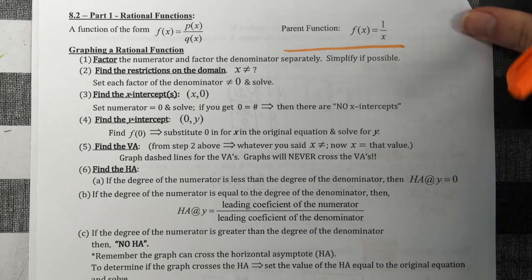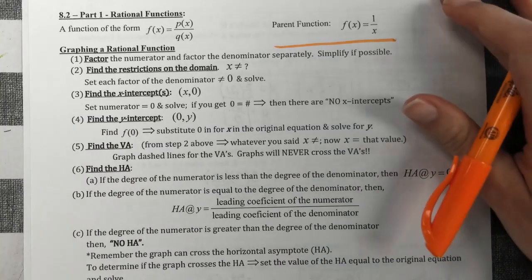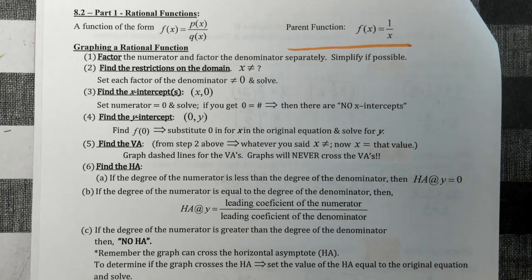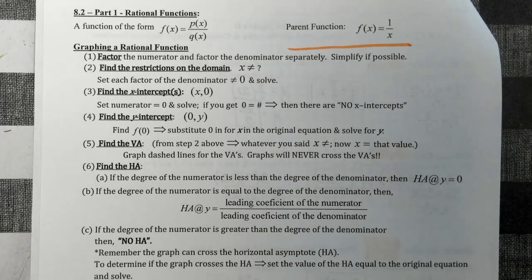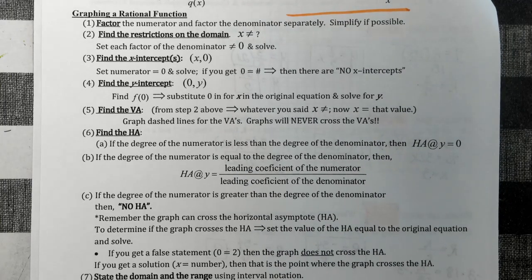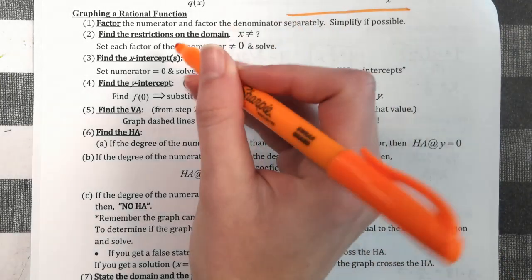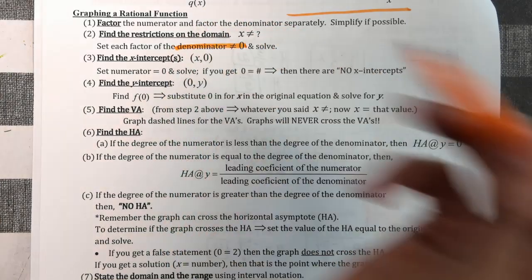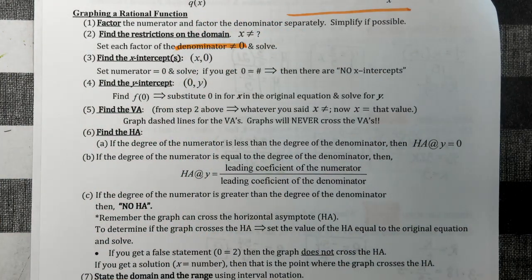You will do rational functions and equations and all of that in pre-cal, so it doesn't hurt to see that parent function. When you are doing rational functions, our first step in everything we've done so far is factor, and that's still going to be your first step. Factor if you can. Then you're going to find the restriction, so remember that's when your denominator cannot equal 0 because you cannot divide by 0. So you want to find that first.